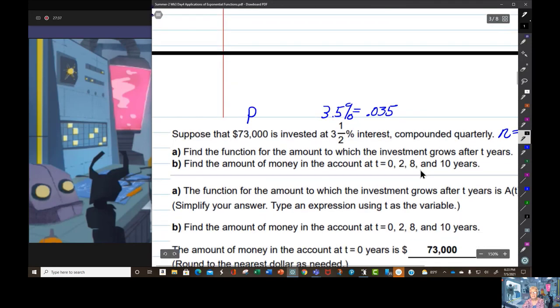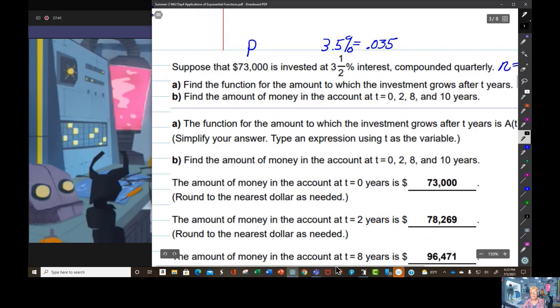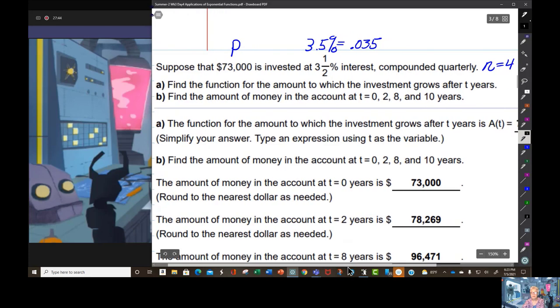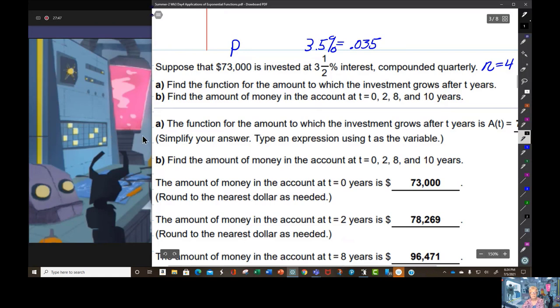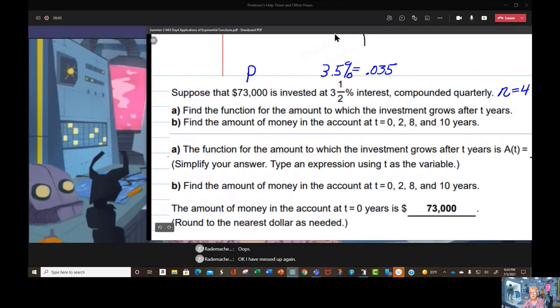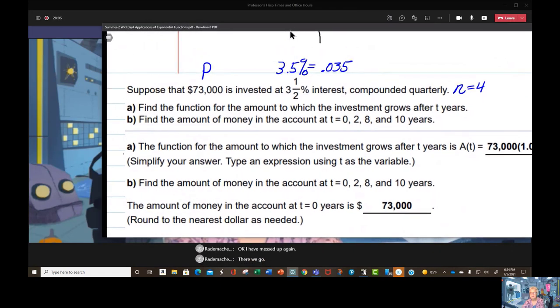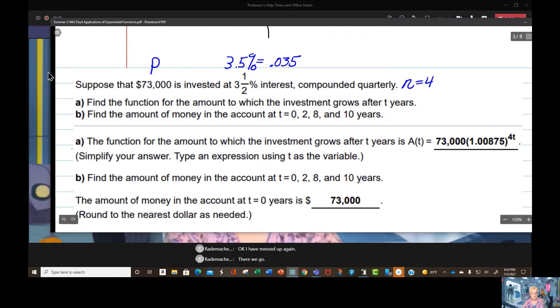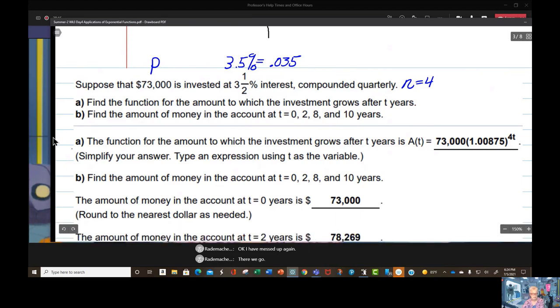We're going to do exactly the same thing with the next problem, which is basically the same problem, only the numbers are a little different. Oops. Okay, I have messed up again. There we go. Well, fine, see if I care. Okay.